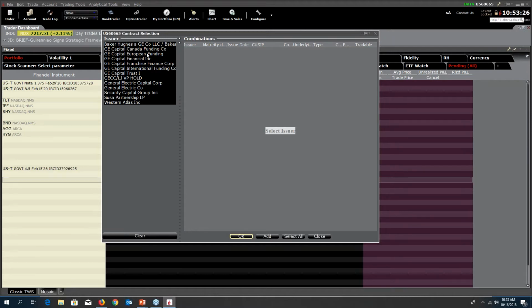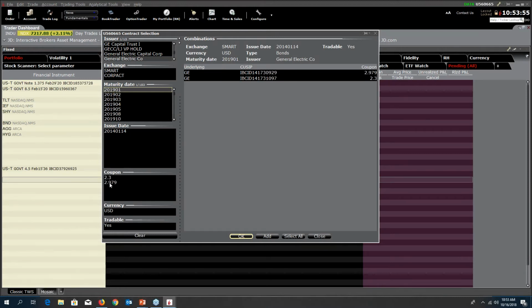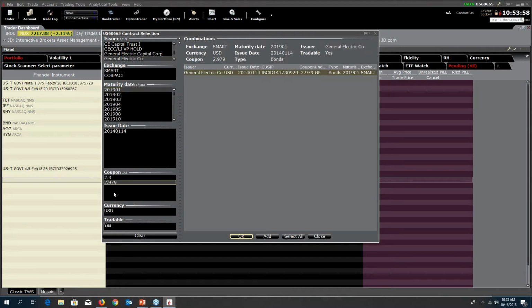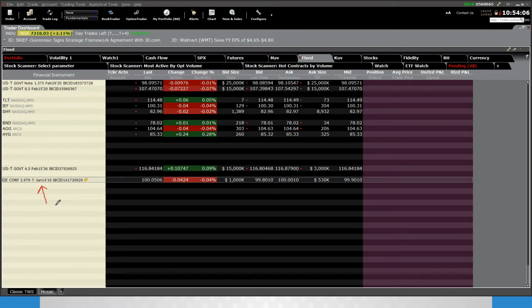GE has a lot of different businesses. Remember, they bought out Baker Hughes, which is an oil service company. They have GE Capital. You can buy GE Company. We can choose maturity date and coupons and so on. So let's say we wanted this to mature soon, and maybe GE is going to go bankrupt. But let's say we trusted it hypothetically to 2019. And we were willing to collect 2.979. Okay, I'm going to add that in here. So this matures on January 14th, 2019.